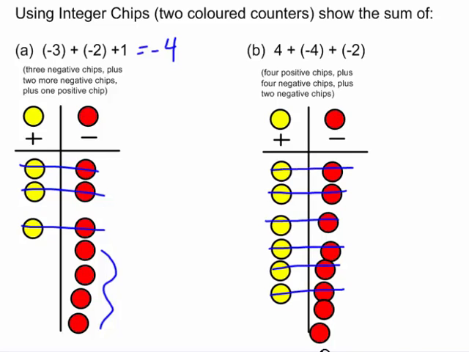We should notice that we are left over with 2 negative chips, and that would be our final answer of -2.